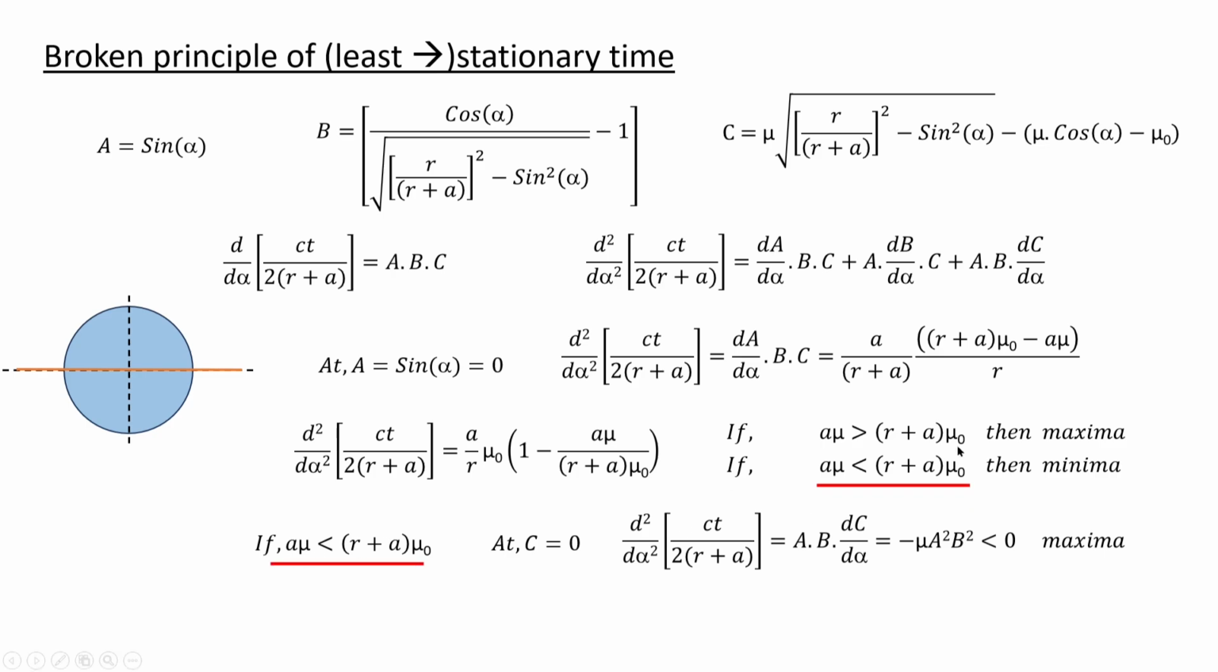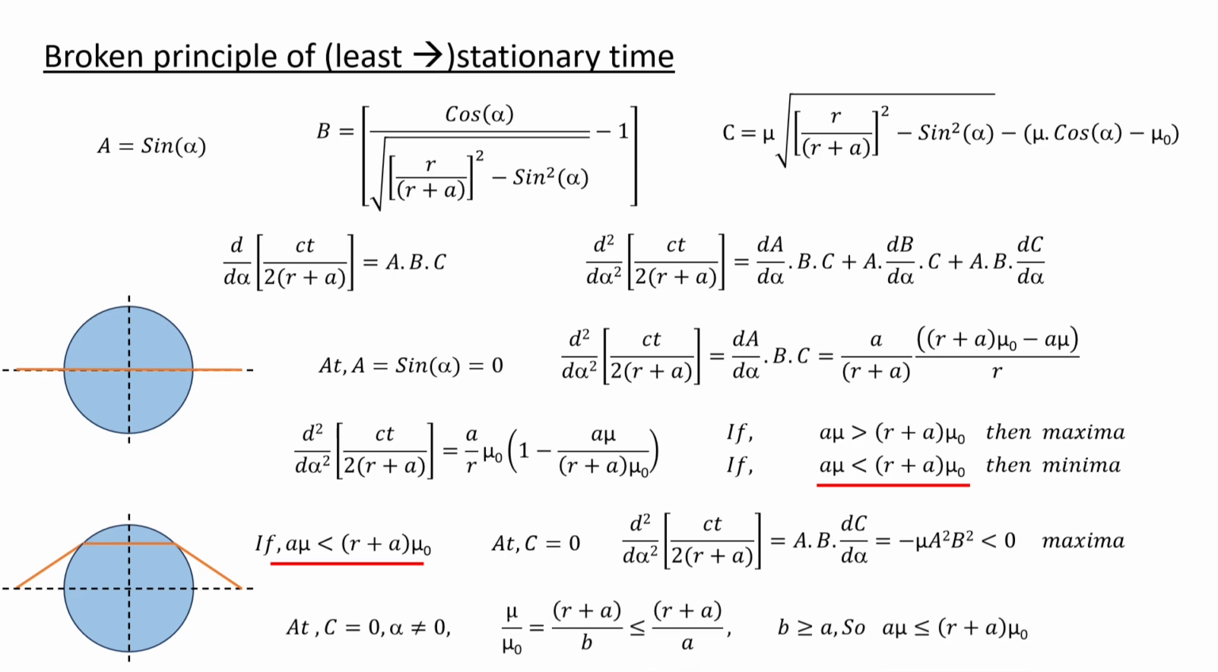So under this situation where mu is less than r plus a mu naught by a, we get a minima solution, where the time is minima or the least, if it travels right through the center, this straight line path. Or we get a maxima solution when it takes this path, which is symmetric about the y-axis. So if it takes this path, it's a maxima. So there is one minima path and a maxima path according to these equations, and we see that light travels along both these paths.